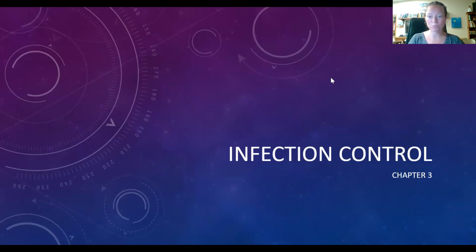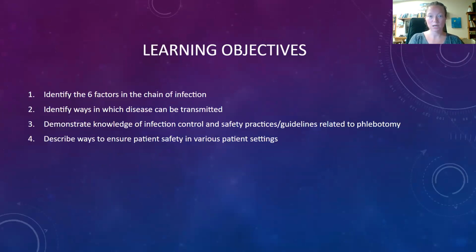So we are going to be talking about quite a few things here. Identifying the 6 links in the chain of infection, different ways in which diseases can be transmitted, that we want to make sure that we learn proper hand hygiene, how we prevent the spread of infection, including personal protective equipment, and ways that we can make sure we keep our patients safe and ourselves and our coworkers as well.